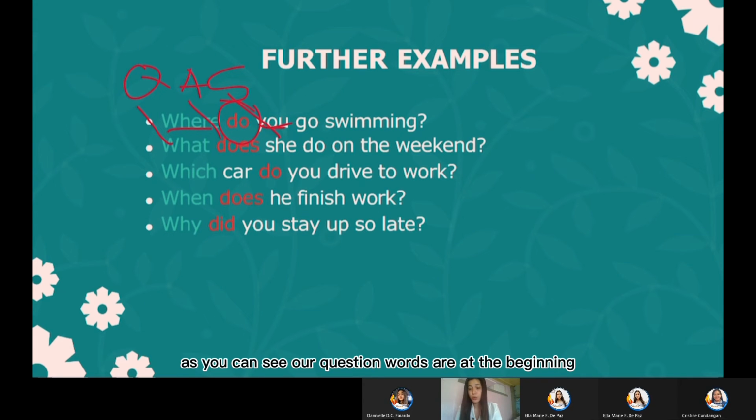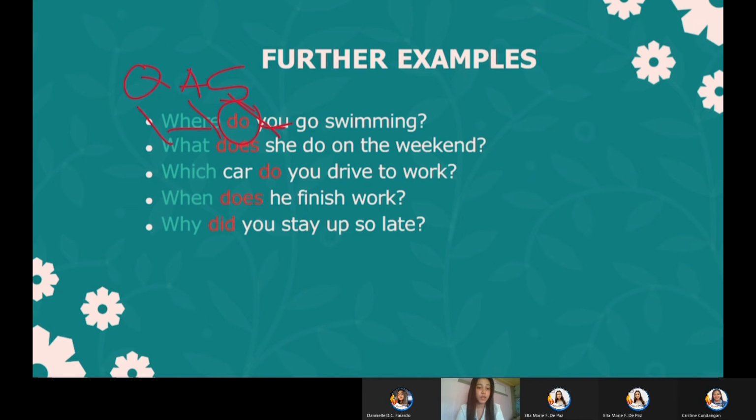As you can see, our question words are at the beginning, then followed by the auxiliary verb and the subject. Each question: question word, auxiliary verb, and then the subject. Another one is question word, auxiliary verb, and then the subject. This is our pattern here. Question word, auxiliary verb, and then the subject.